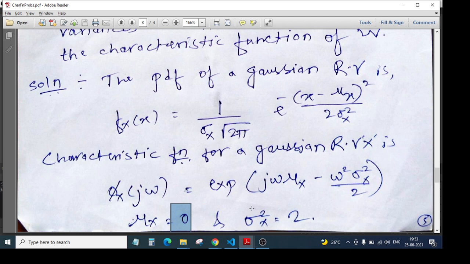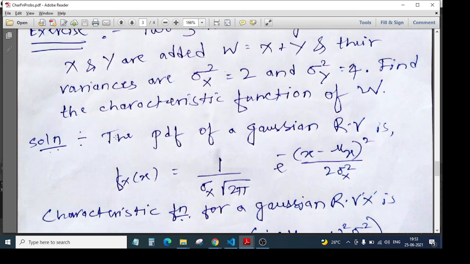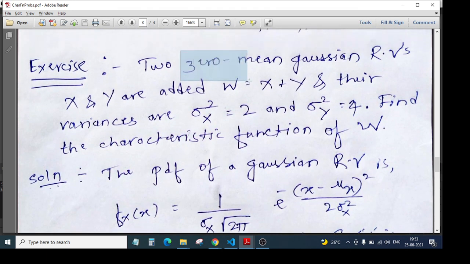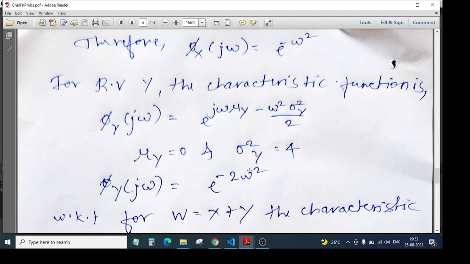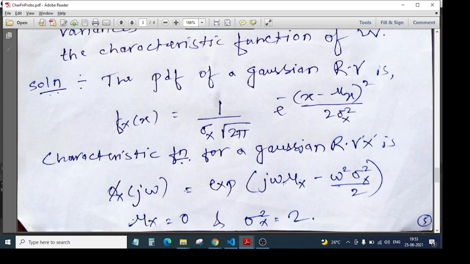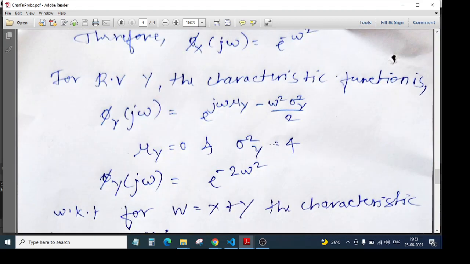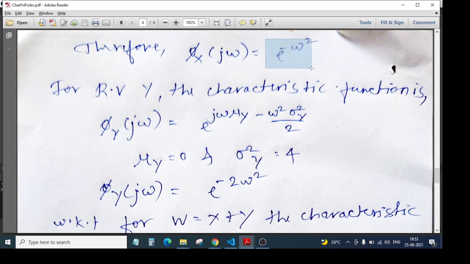Okay. So just substitute the values of your mu and rho that have been given here. The mu is 0 and rho square of x is equal to 2. Why mu is 0? Because he has told here, two zero-mean Gaussian random variables. And what is rho square of x? It is 2. So substitute those values. Mu is equal to 0 and rho square of x is equal to 2. When mu is equal to 0, this whole term would be 0. And when you substitute 2, the 2 in the numerator and 2 in the denominator would get cancelled. And the answer you would get is e raised to minus omega square. Fine. So this is for x. For x it is done. Next we'll do for y.